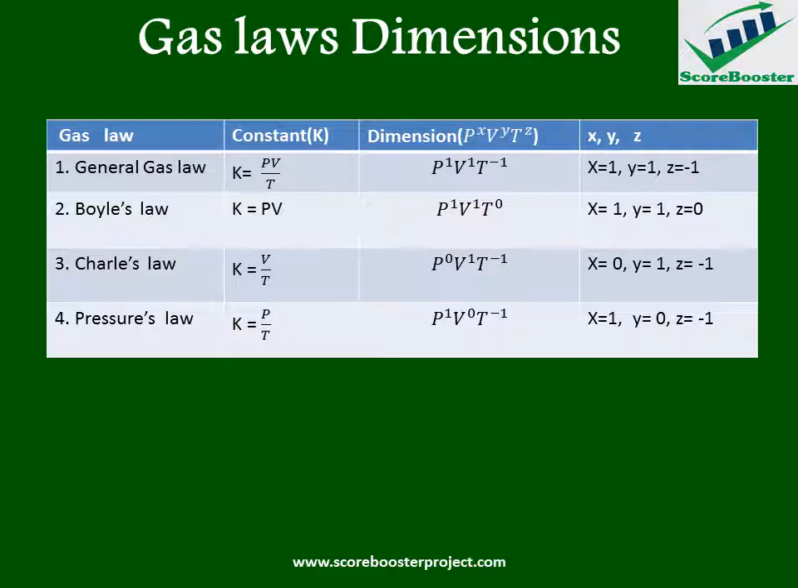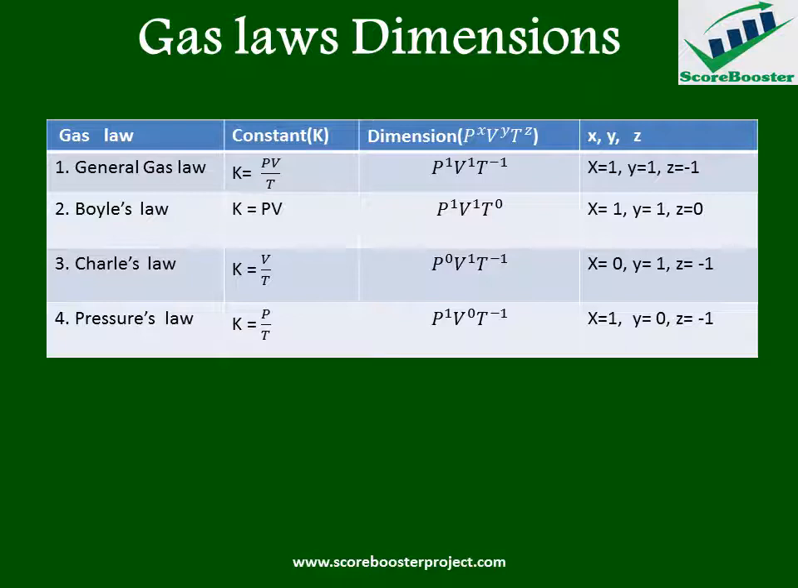Now the gas constant for Boyle's law is given as PV. In this case, no T is involved because it happens at constant temperature, meaning that the power of T will be 0 since no T is involved. If K equals PV now, then that means P ordinarily is P raised to power 1, and likewise V ordinarily is V raised to power 1. Because there is no T there, then we'll put T raised to power 0, as we know that anything raised to power 0 is 1.